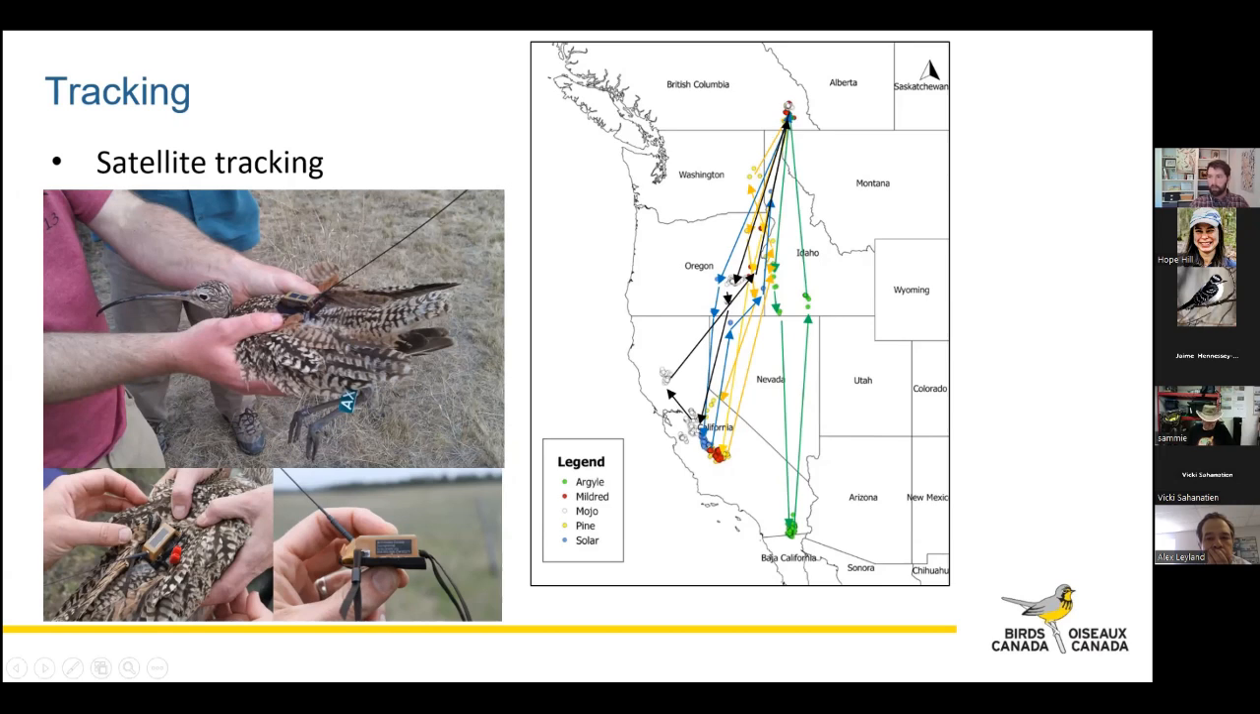And so this is the kind of result you could get from other technologies, but if you want really fine scale, satellite tracking is the way to do that. Some of these birds, we were able to tell that they preferred certain field crop types in the winter that they were spending more time on. And so that kind of result is really interesting and requires the higher precision of satellite tracking.